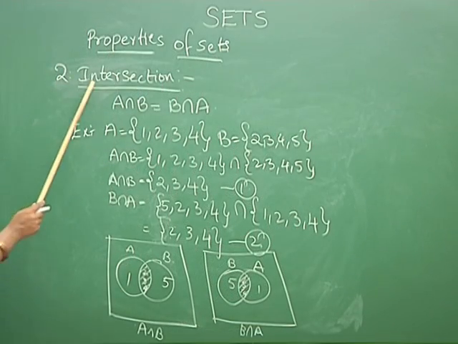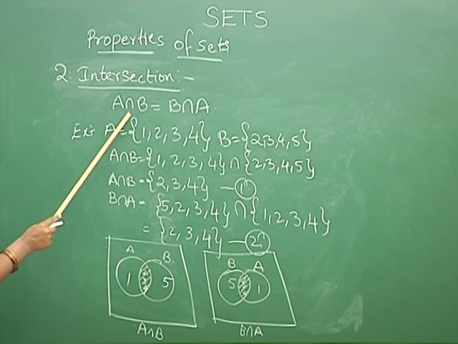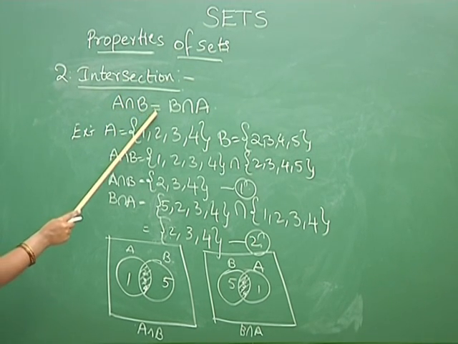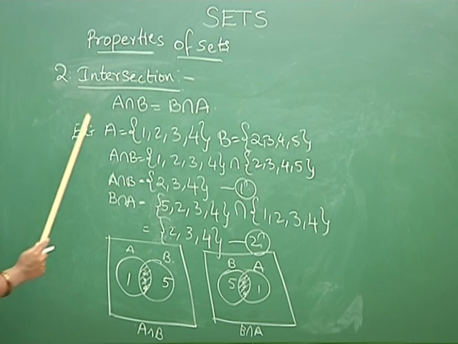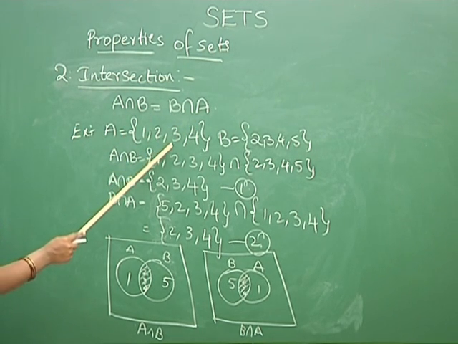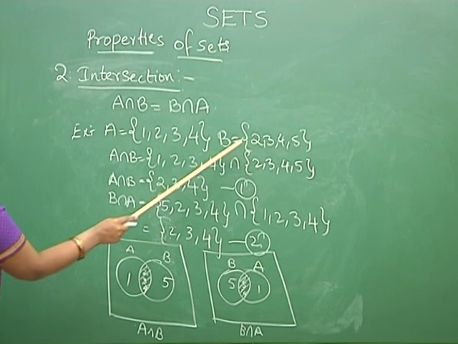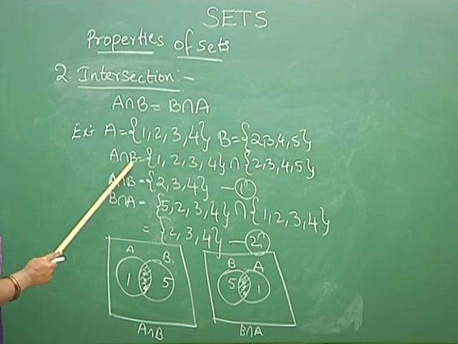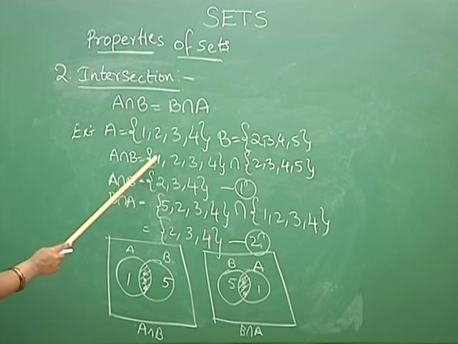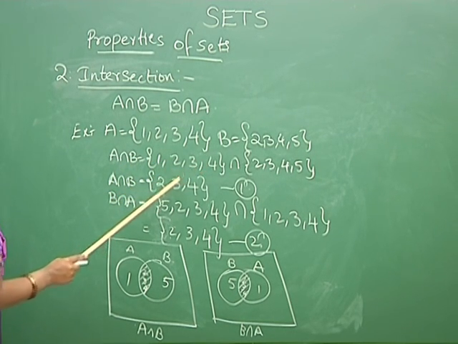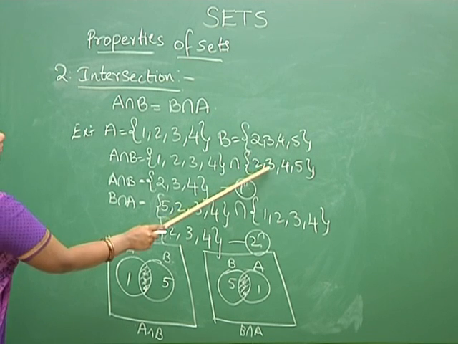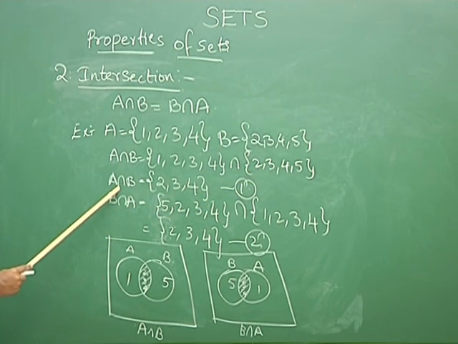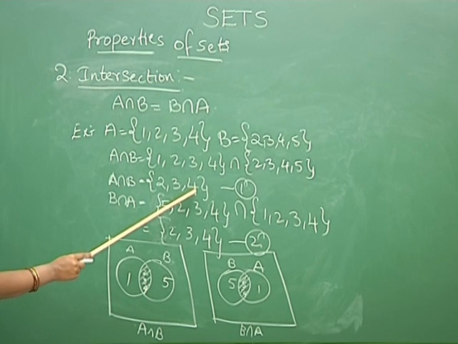Now the second property is the commutative property of intersection. A intersection B is equal to B intersection A. So let us take an example: 1, 2, 3, 4 in set A, and 2, 3, 4, 5 in set B. For A intersection B, as I already said, intersection is nothing but the common elements. In set A, 1, 2, 3, 4, and in set B also, 2, 3, 4 are common. So in A intersection B, 2, 3, 4 are the elements.